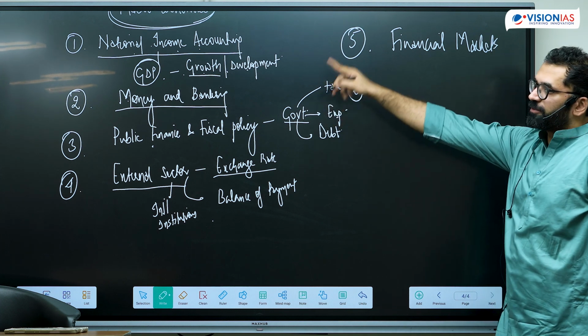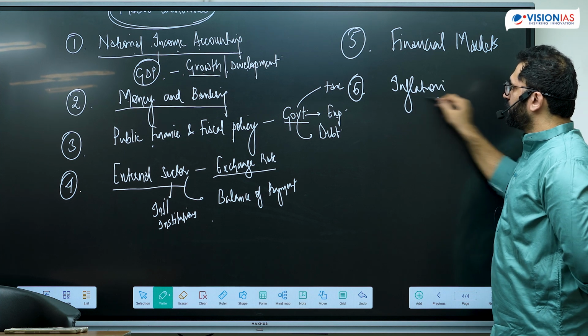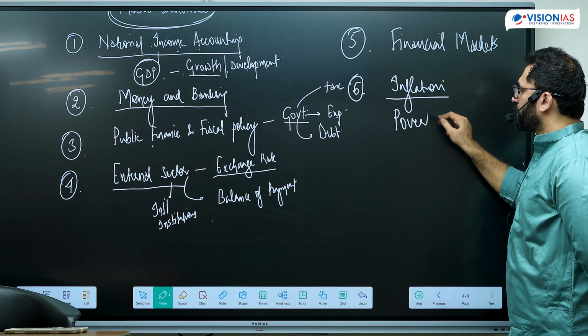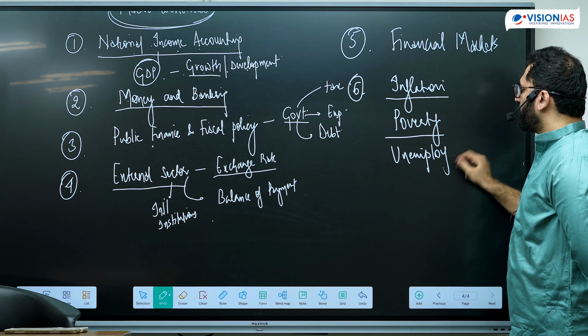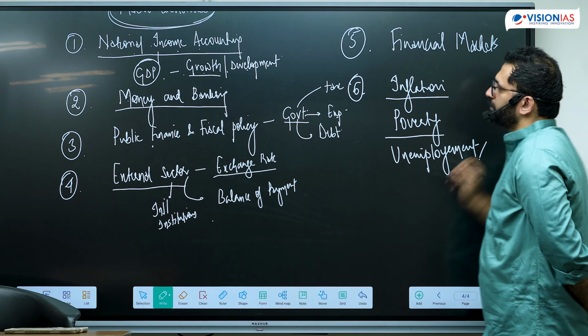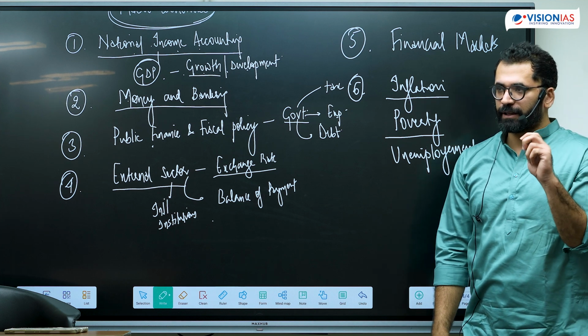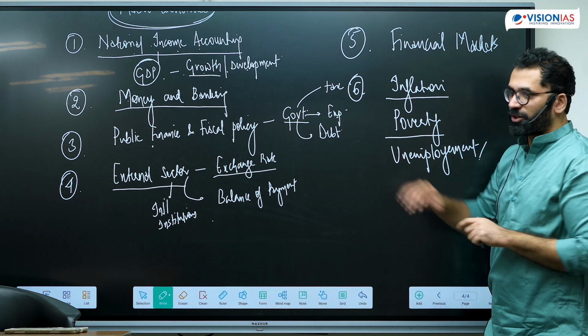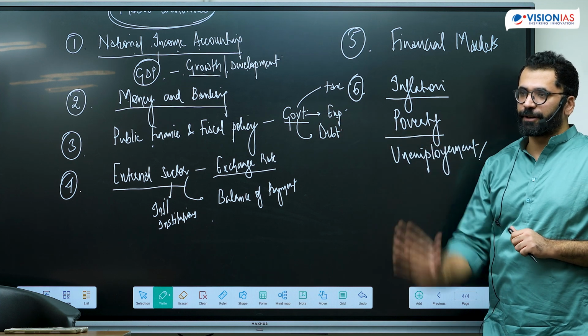A related concept of money and growth is inflation, poverty and unemployment. So in the initial 2 to 3 months, when you prepare the basic understanding, these are the topics which you need to prepare. This is what will build the base for economics.